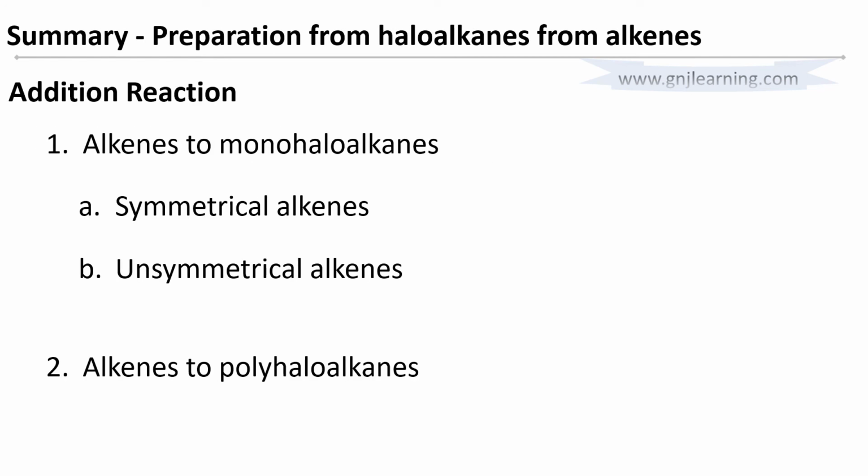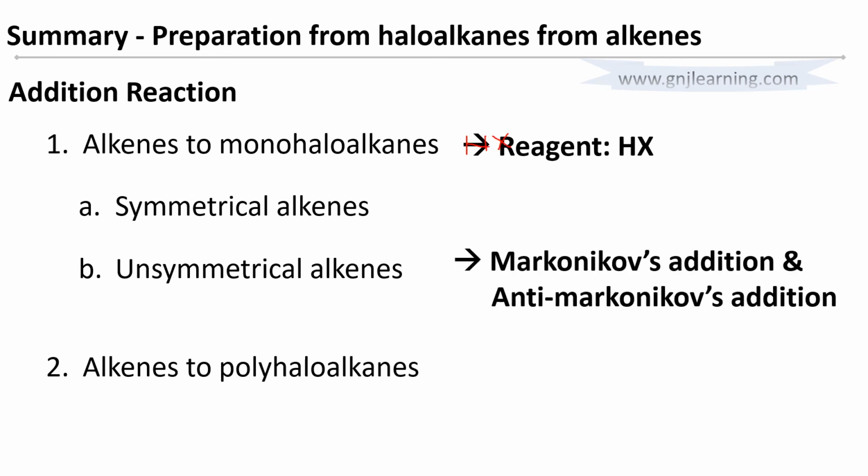So let us summarize the reactions that we saw in this part. We have seen alkenes to monohaloalkanes, which involved symmetrical alkenes and unsymmetrical alkenes. The reagent is HX, where X can be chlorine, bromine or iodine. For symmetrical alkenes, you will get just one type of product. For unsymmetrical alkenes, you will have one major and one minor product according to Markovnikov's and anti-Markovnikov's rule.